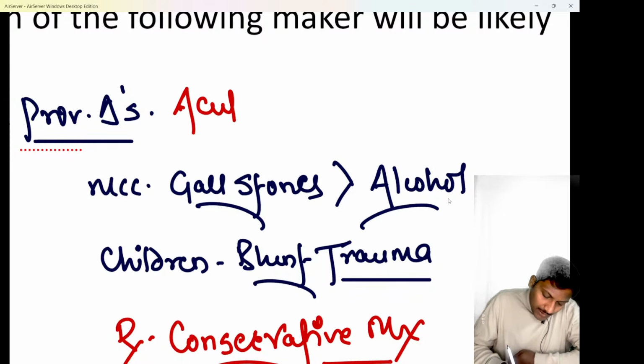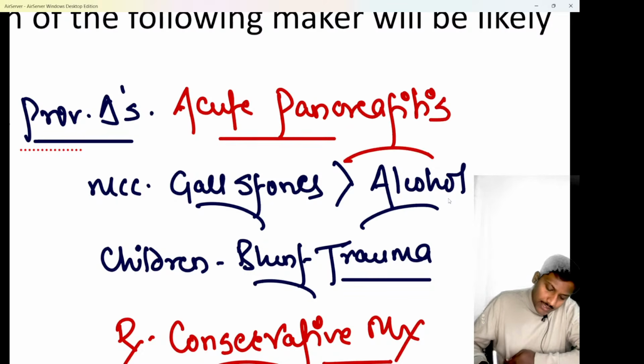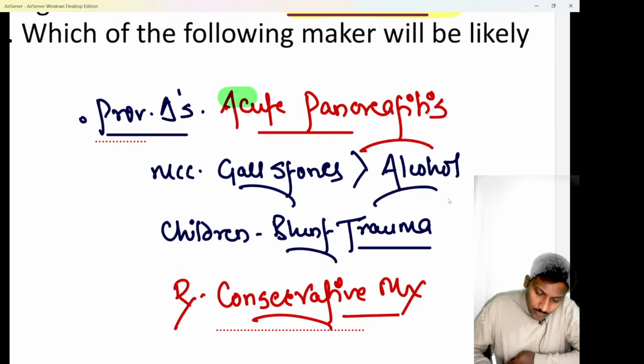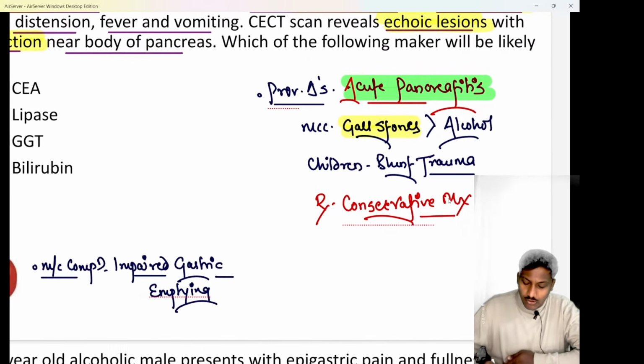We know in acute pancreatitis, if they ask you what is the leading cause or the most common cause, remember, the answer is going to be gallstones. So gallstones are the leading cause for acute pancreatitis, whereas the second most common cause is alcohol.